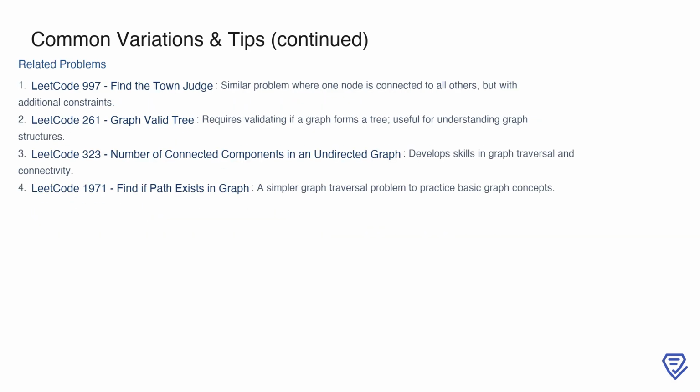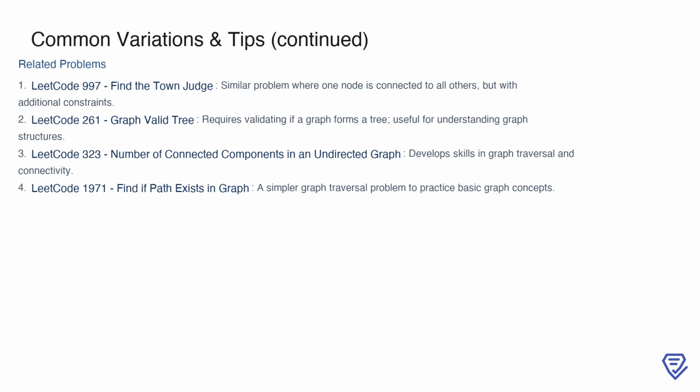This problem also connects to other related graph problems that can deepen your understanding of graph structures. For example, LeetCode 997, Find the Town Judge, is a similar problem where one node connects to all others, though it adds additional constraints. Another relevant problem is LeetCode 261, Graph Valid Tree, which involves determining if a graph forms a tree. This can help you build a stronger foundation in graph validation and connectivity.